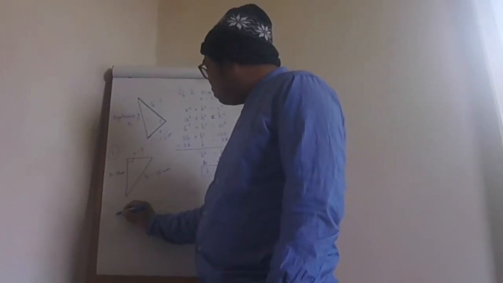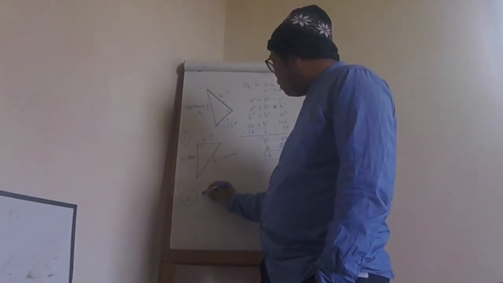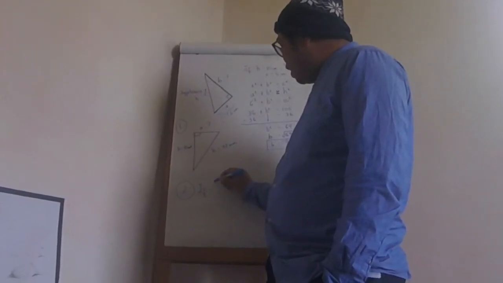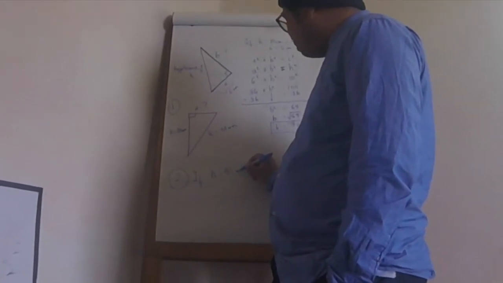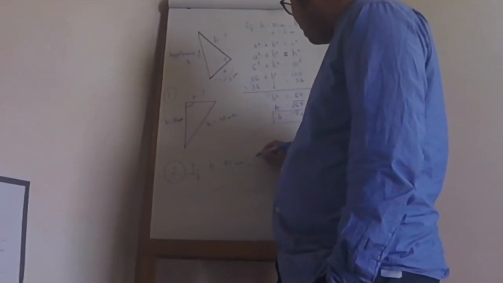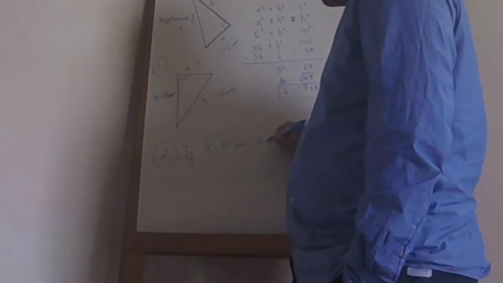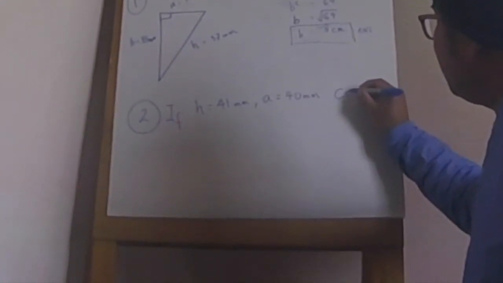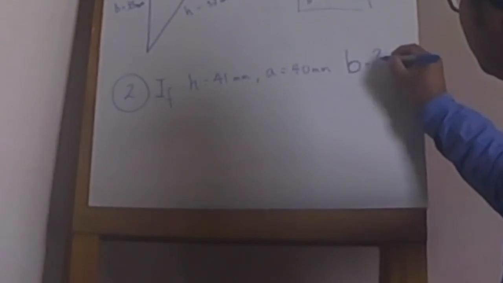Question number 2, right, is if, I'm not going to draw this, if H is 41 mm and A is 40 mm, find the missing side.